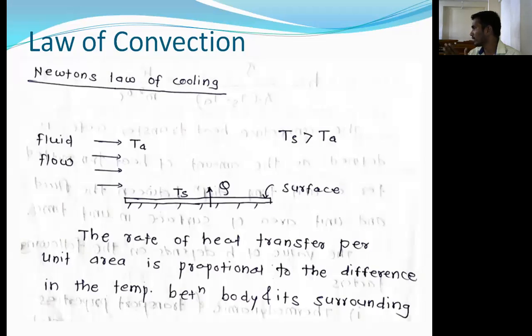Okay, so for the proportionality constant, what is the proportionality constant for convection? That is nothing but h. h is nothing but the convective heat transfer coefficient. So from that we get the equation Q is equal to h into A into Ts minus Ta. Okay, so this is the final equation of convection.